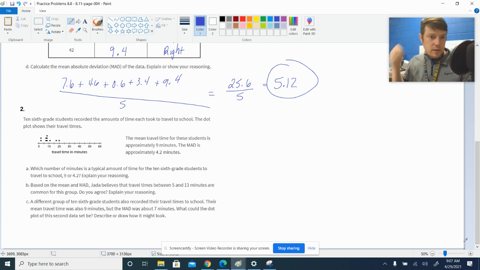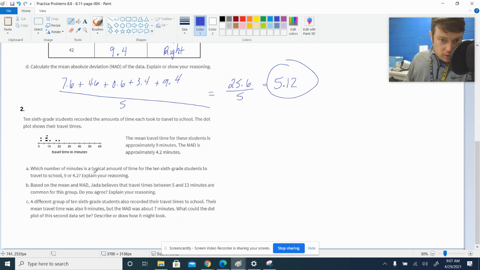We've got 10 sixth grade students recorded the amounts of time each took to travel to school. The dot plot shows their travel times. It's already found the mean for us. It's 9, so that's nice. And then it has the MAD is about 4.2. Which number of minutes is a typical amount of time for the 10 sixth grade students to travel to school?